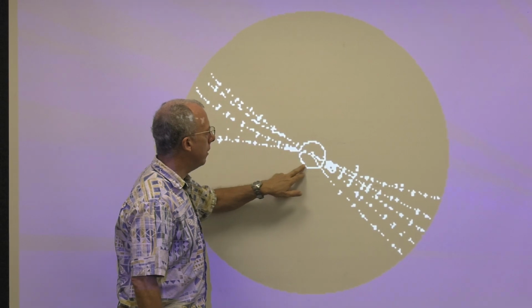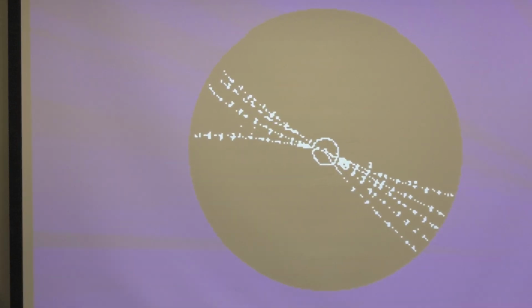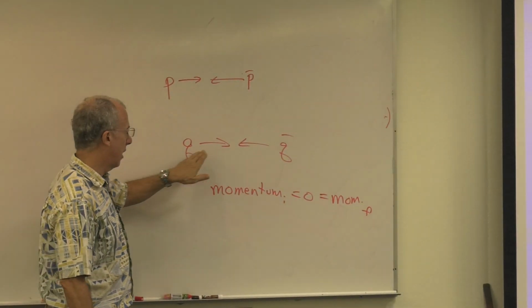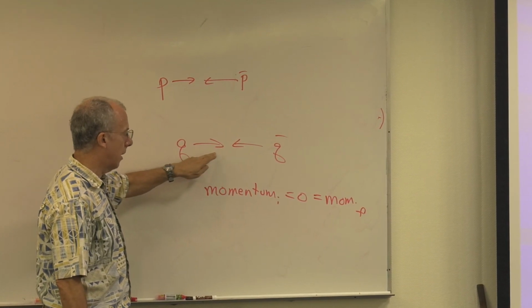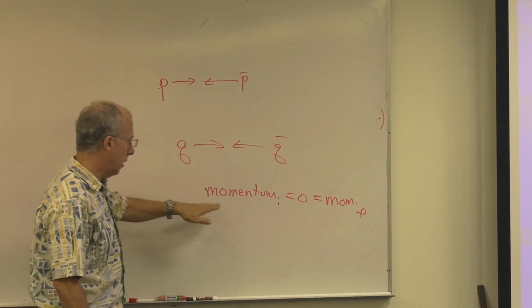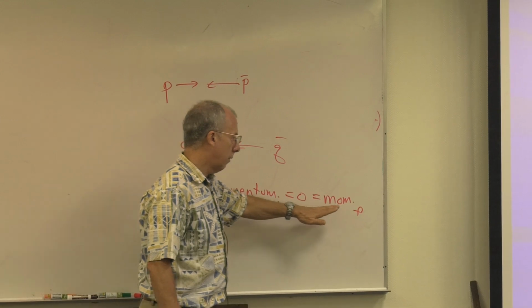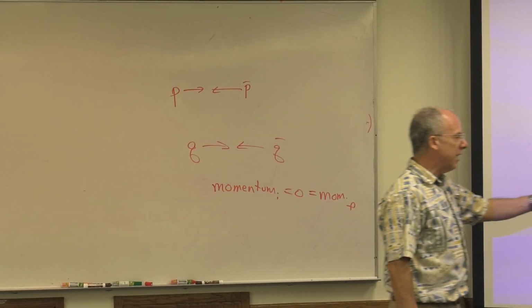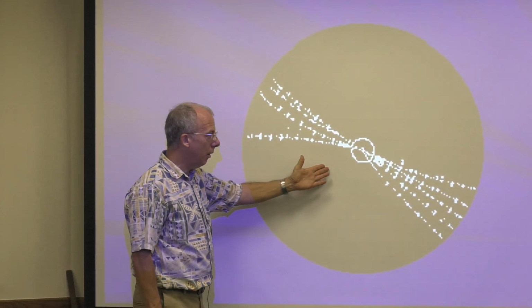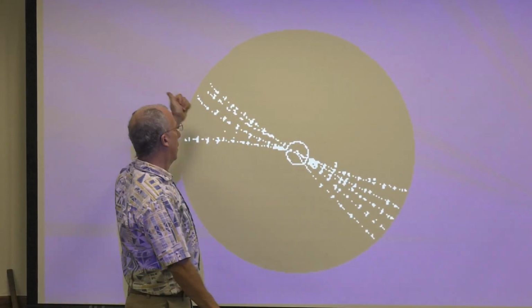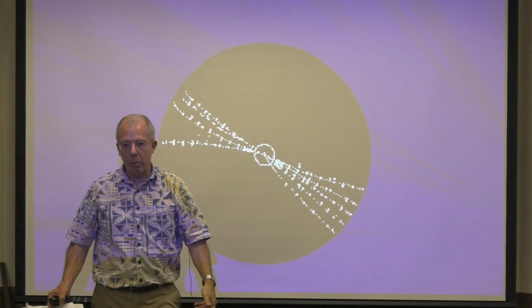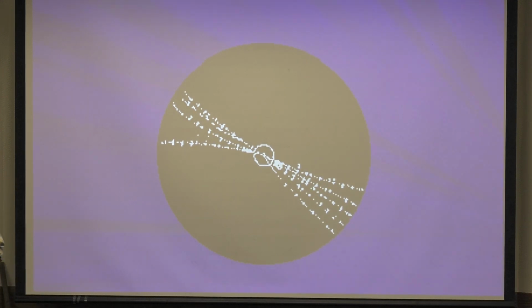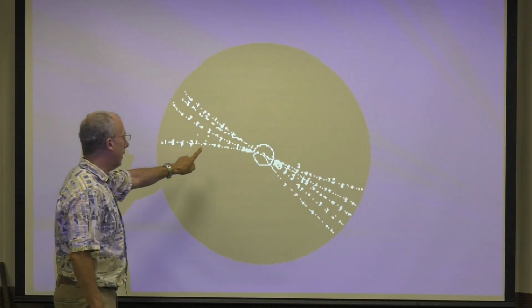Now again, the initial momentum is 0, agree? Because they have the same mass and the same velocity except opposite direction. So the initial momentum is 0, so the final momentum has to be 0. Doesn't this look like the final momentum is 0? I mean, all these guys are going that way, all those guys are going that way, so the final momentum is 0. So that's called a 2-jet event.